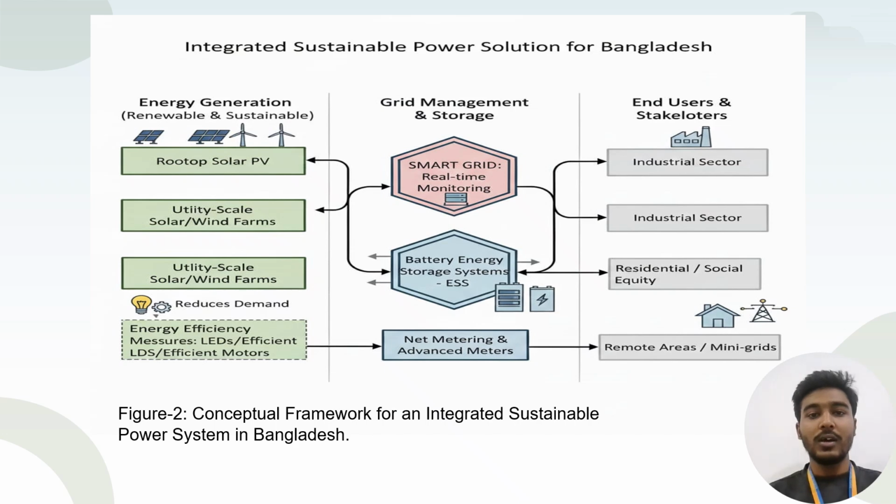This figure presents the conceptual framework of an integrated sustainable power system for Bangladesh. On the left side, power is generated from renewable sources such as rooftop solar and large-scale solar and wind farms. Energy efficiency measures help reduce overall demand. In the middle, a smart grid and battery energy storage system manage power flow using real-time monitoring and advanced meters. On the right side, electricity is supplied to industrial, residential users and remote areas through mini grids. This system improves energy reliability, efficiency, and social equity.